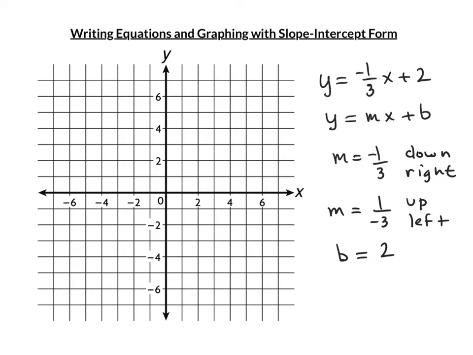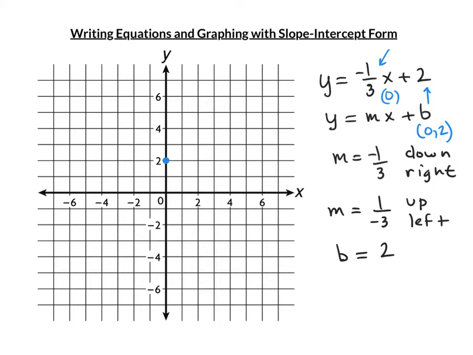Glancing at this example, notice that the slope is negative. So the line will go down and to the right. You know what to expect. Remember y equals mx plus b. B is the y-intercept. Notice that if I plug in 0 in this equation, negative 1/3 times 0 is 0, and y is 2. In other words, the intercept is the point 0, 2, which would be right here.